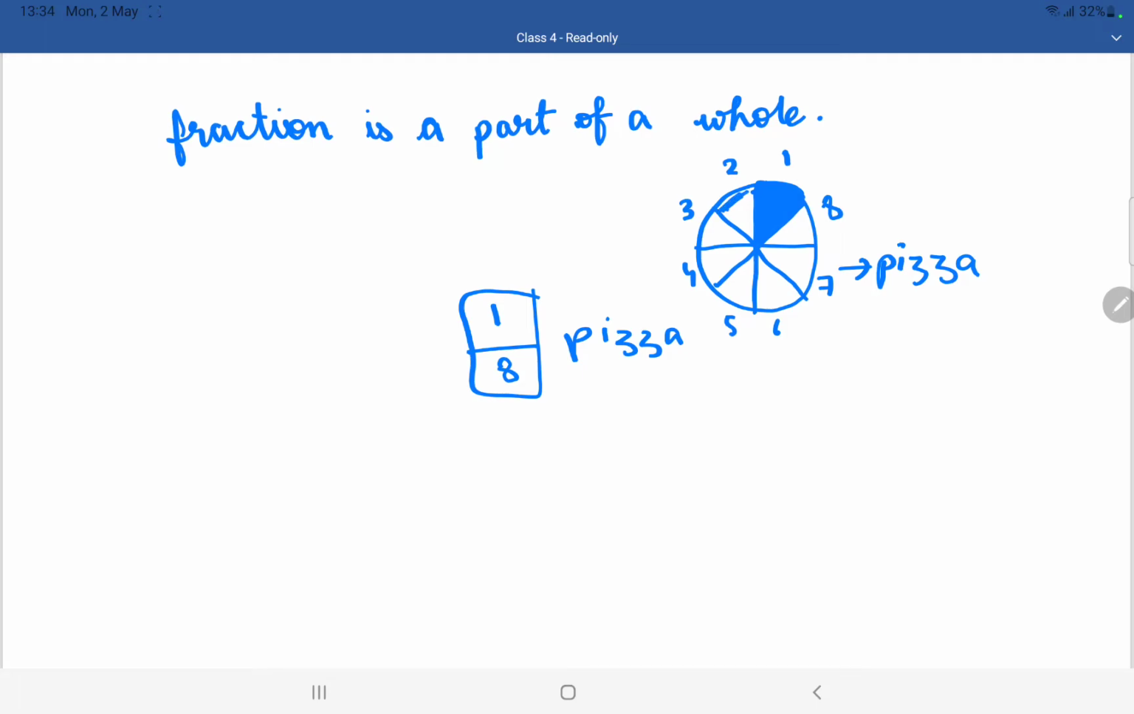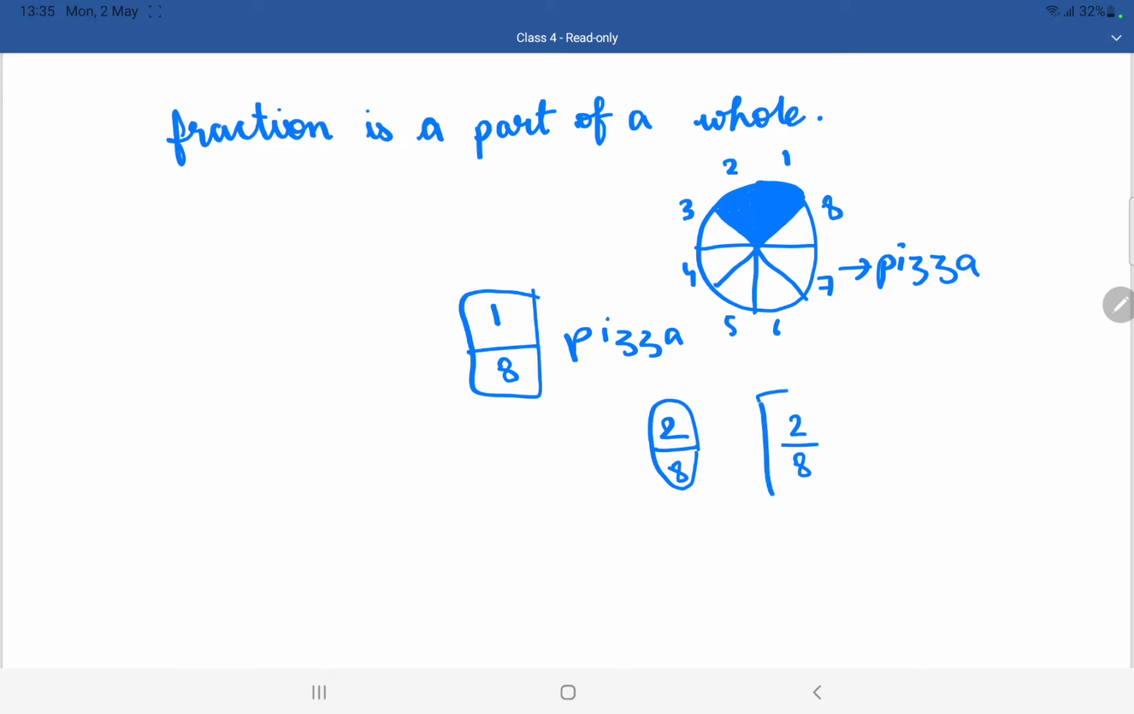Now, if you just see, I am coloring the second part as well. So if I color the second part also, how many have I eaten? 2 parts out of 8 parts. In total 8 parts, I have eaten 2. So I will write it as 2/8.